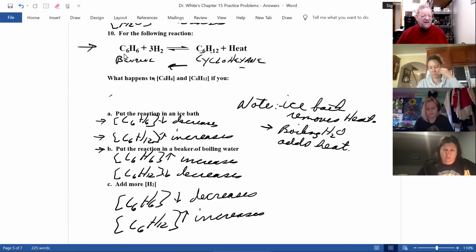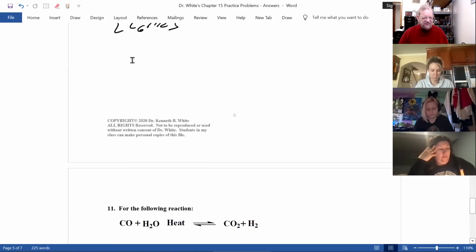So if we look at putting it in boiling water, when the C6H12 reacts with heat, it's consumed. When something is consumed or reacts, you have less of it. You're going to make hydrogen and benzene because the equilibrium shifts or goes in that direction. And when you make more of something, guess what? You have more and the amount increases. And that's how you do that.